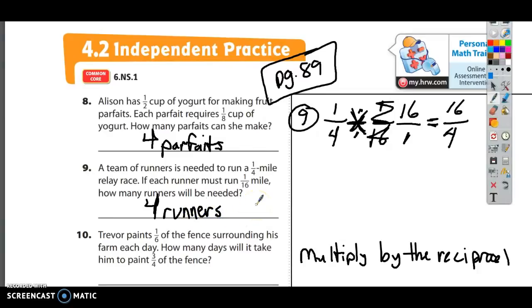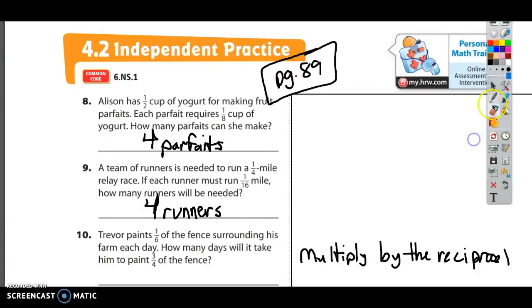Okay, number 10. I think we can do one more problem here without scrolling the page. Trevor paints 1/6 of the fence surrounding his farm each day. How many days will it take him to paint 3/4 of the fence? So this is the first one where they gave you the information out of order. He's painting 1/6, that's just a little bit, each day. The total is 3/4.